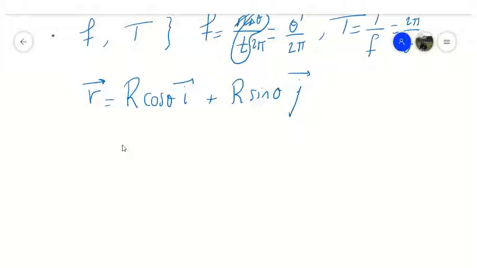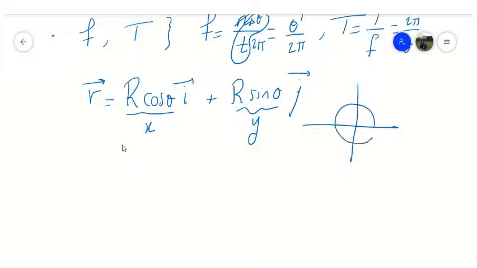In this case, r is the radius, theta is the angular axis of the point. So x will be r cosine theta and y will be r sine theta. This is if you have to represent it in Cartesian coordinates. In a circular motion, the point M has abscissa and ordinate x and y. This is the angle theta described by M, and this is the radius r.